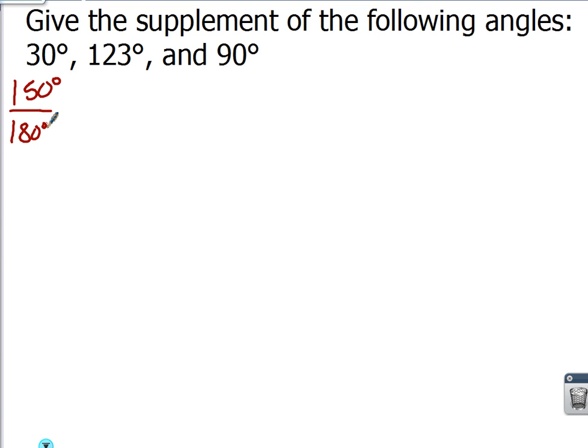What's the supplement of 123 there, Sidney? Good. 57 degrees because they also add up to 180. And the supplement of 90 degrees, Carson, would be? 90 degrees. The only two angles that are not only supplementary but also congruent.